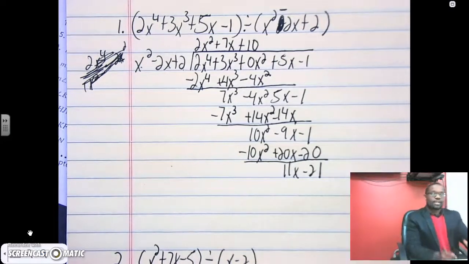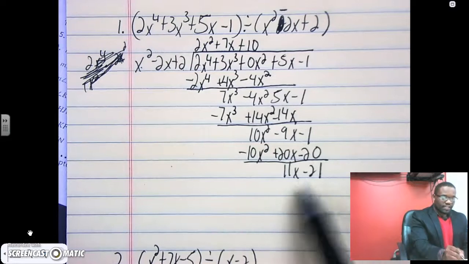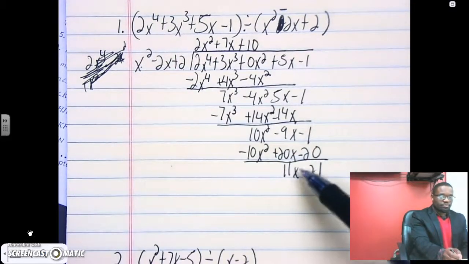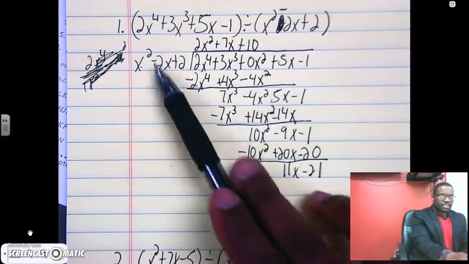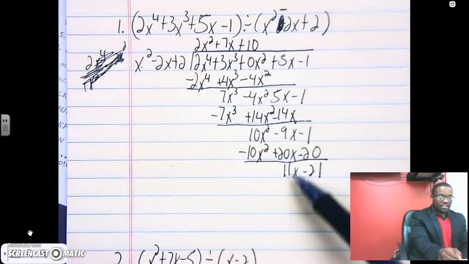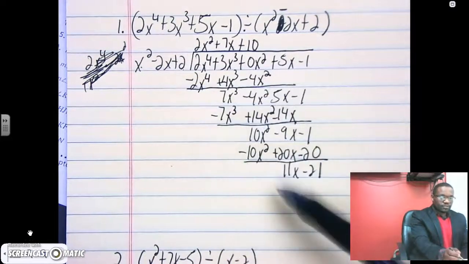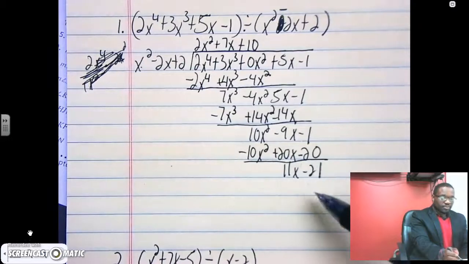And now you stop. And how do I know to stop? You stop whenever the degree of your dividend is less than the degree of your divisor. And the degree is the biggest exponent. The biggest exponent here is a 1, and the biggest exponent here is a 2. So it's less underneath the dividend than the divisor, so you stop. So that's where you stop, but now you need to complete your answer.